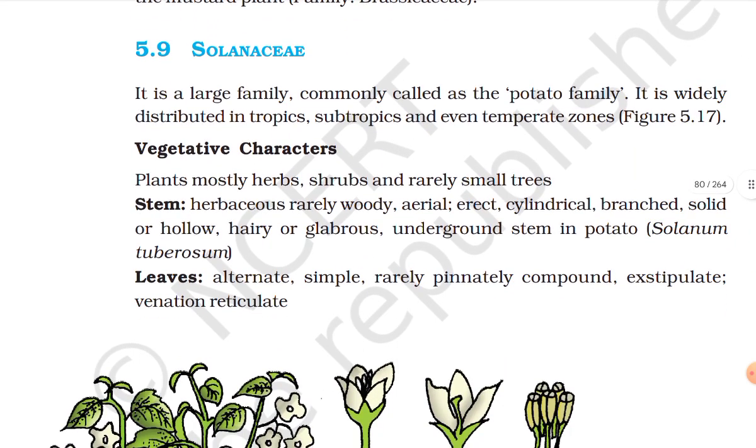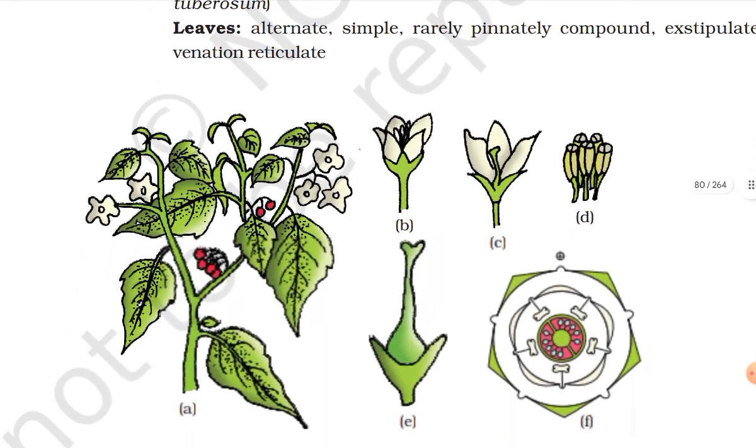Solanaceae. It is a large family commonly called the potato family. It is widely distributed in tropic, subtropic, and even temperate zones. Vegetative characters. Plants mostly herb, shrub, and rarely small trees. Stem herbaceous, rarely woody, aerial, erect, cylindrical, branched, solid or hollow, hairy or glabrous; underground stem in potato, Solanum tuberosum. Leaves alternate, simple, rarely pinnately compound, exstipulate, venation reticulate.